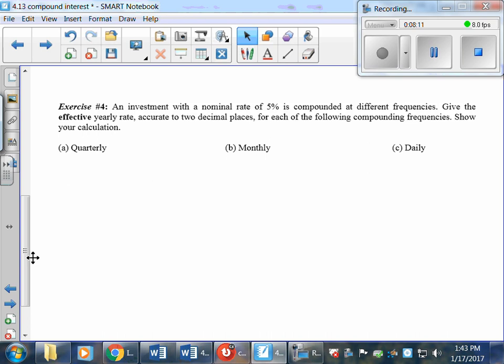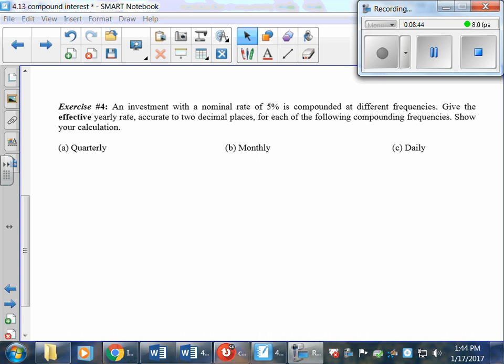So an investment with a nominal rate of 5% is compounded at different frequencies. Give the effective yearly rate accurate to 2 decimal places for each of the following compounding frequencies. Show your calculations. The key in each of these cases is to determine how much we would have multiplied by after 1 year. Then we can use this to determine the effective yearly rate.